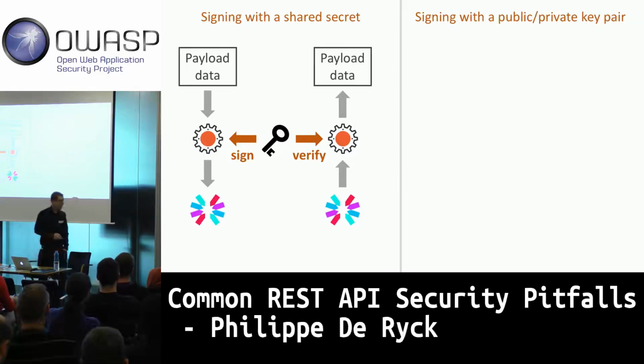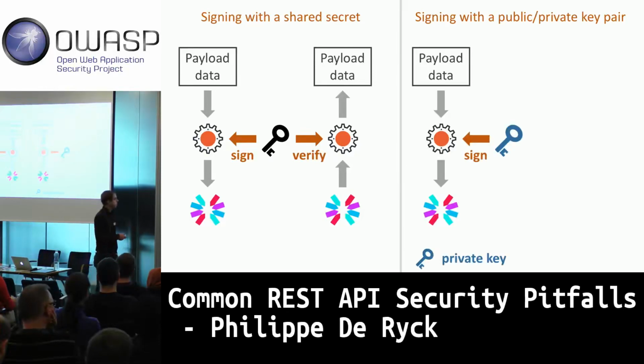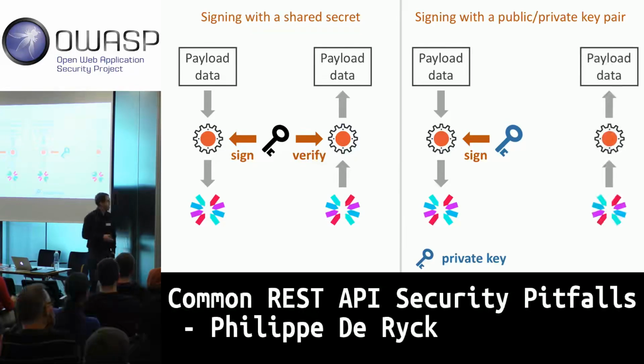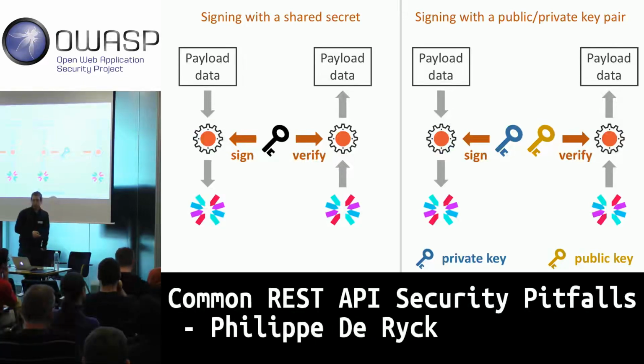If you need that, you need to use the second mechanism, which is exactly how it's used in OpenID Connect, by the way. So it looks the same, but instead of signing with a shared secret, you sign with a private key, and out comes this token. And everyone who wants to use this token can verify the signature with a public key, and you get the payload data out.